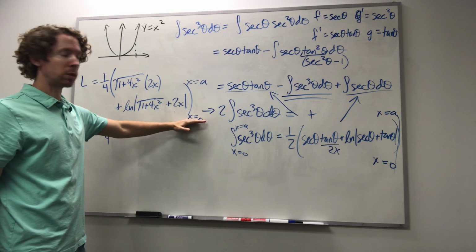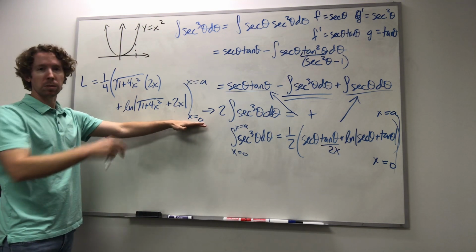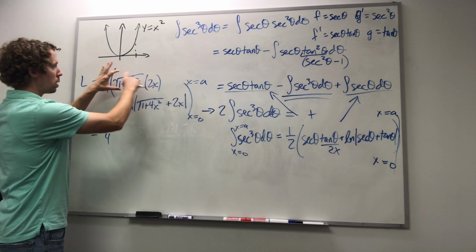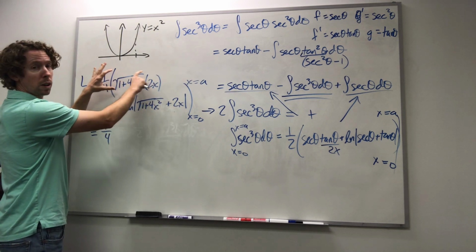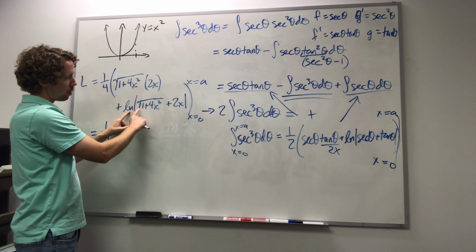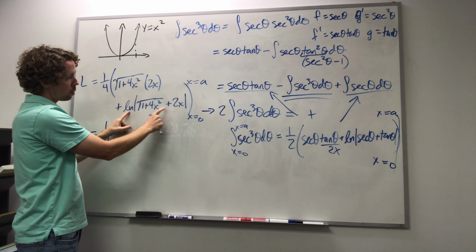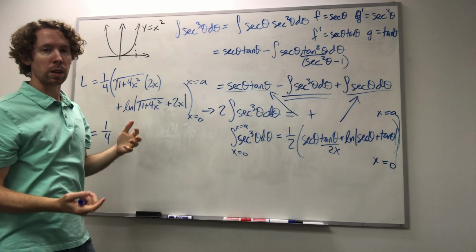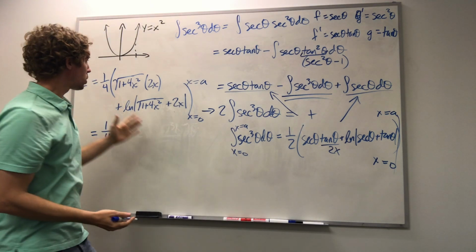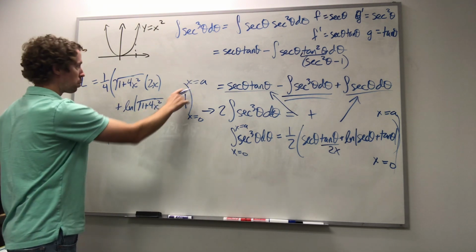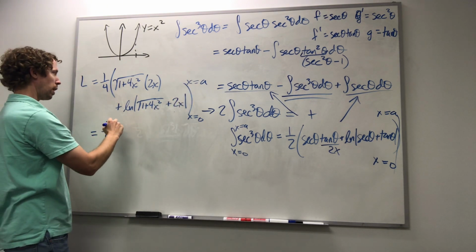When I plug in x equals 0, sometimes all the terms go away, so let's see if that happens here. X equals 0 into this term gives me 0 times some stuff, so that will go away. And then here I'll have the natural log of the square root of 1 plus 0. That gives me the natural log of 1, and the natural log of 1 is 0. So when I plug in 0, everything goes away. I'm just going to plug in a and write that down.